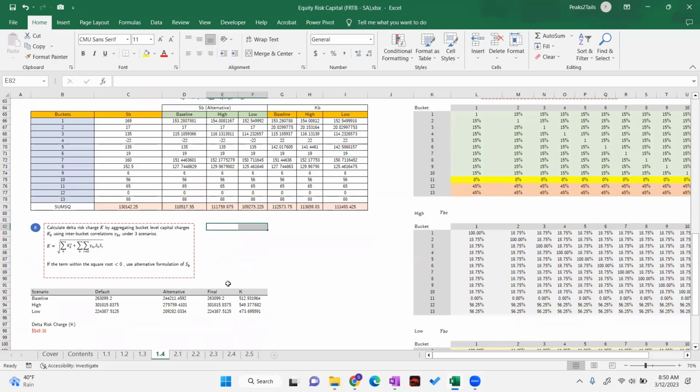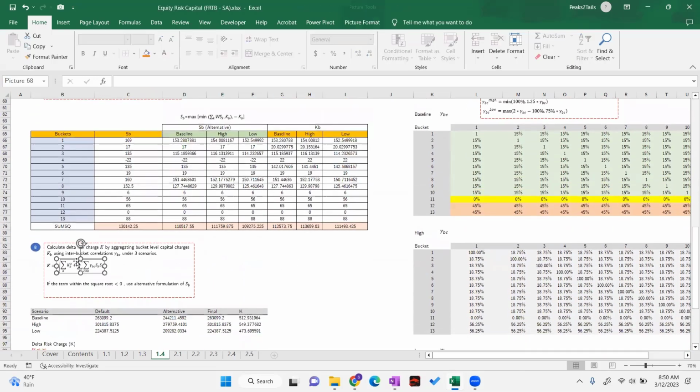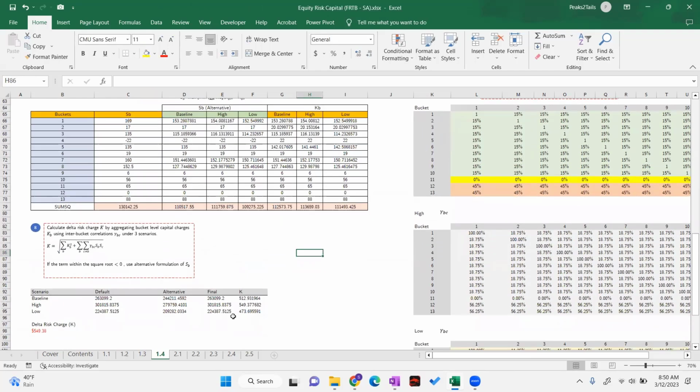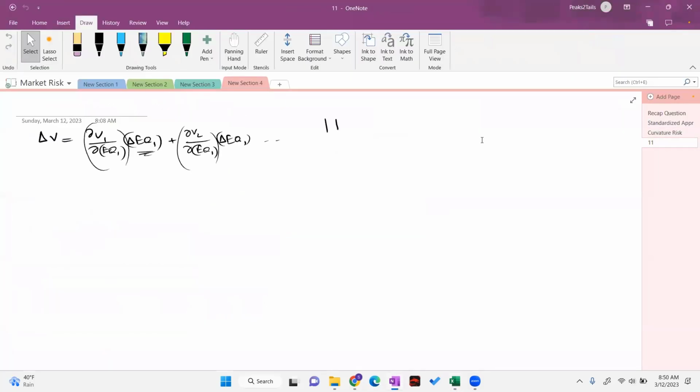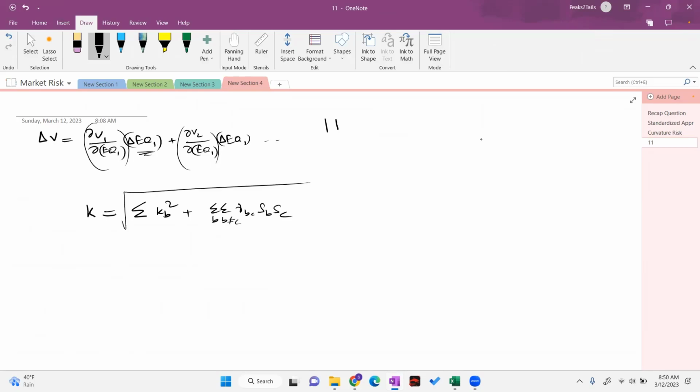Go through this Excel, okay? And for this calculation, I have used a shortcut actually. Here I could do matrix multiplication. Let me actually write it down here. We have our final calculation as this, square root. Okay. This is equal to the sum of KB square.